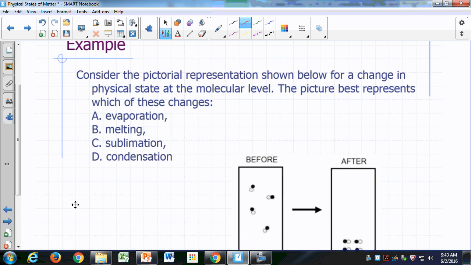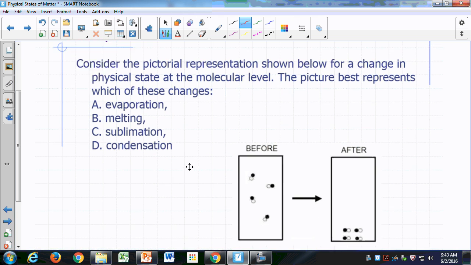Look at the pictorial representation shown below for a change in physical state at the molecular level. You have what are called diatomic molecules here, molecules made up of 2 atoms. The picture best represents which of these changes, gas to solid or gas to liquid? So this would be condensation. Yes. Thank you.